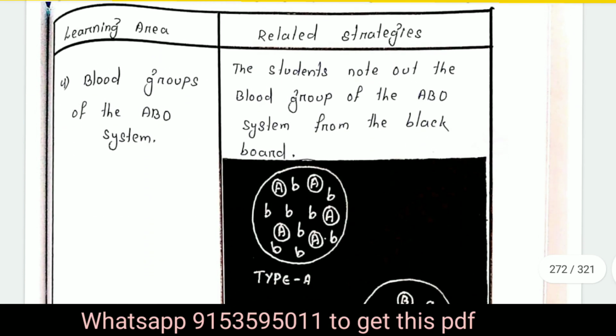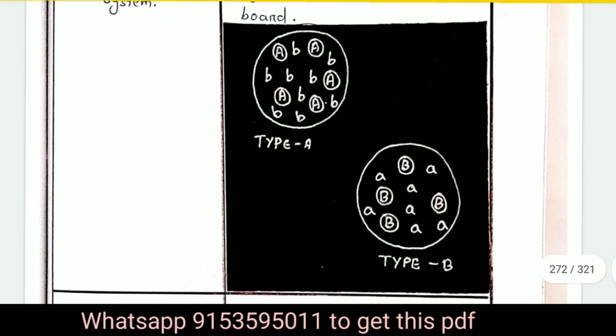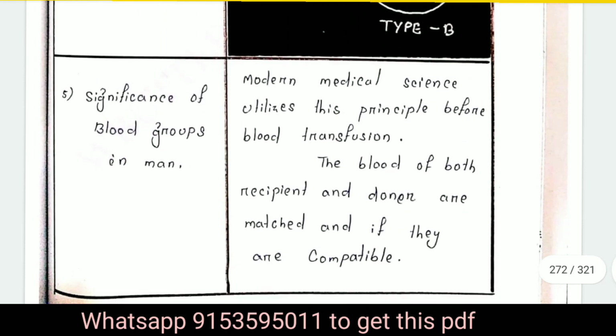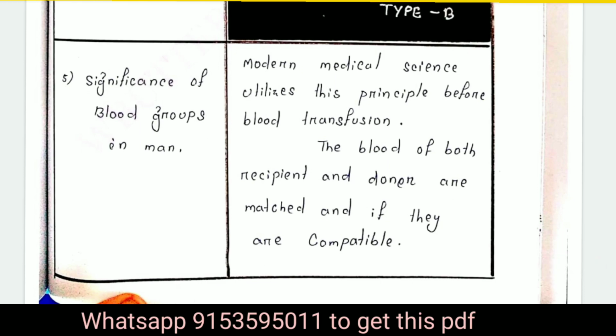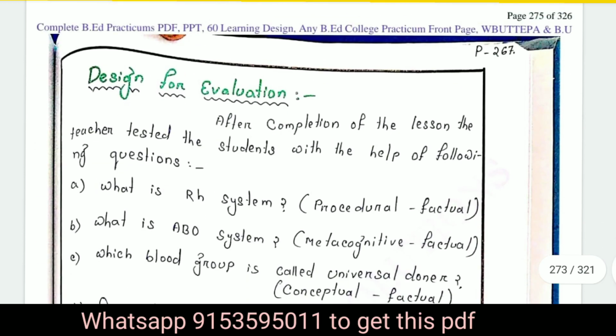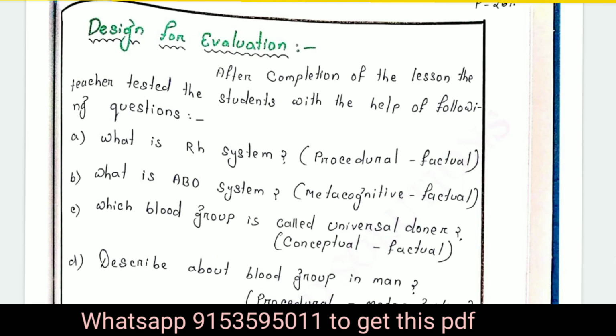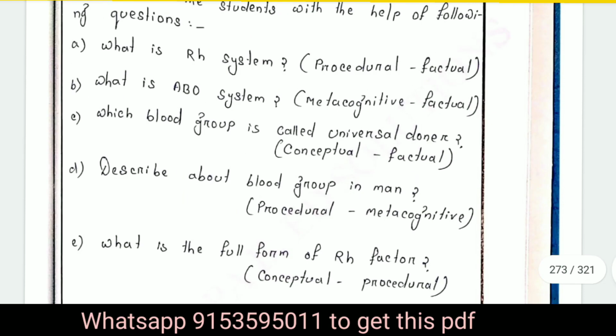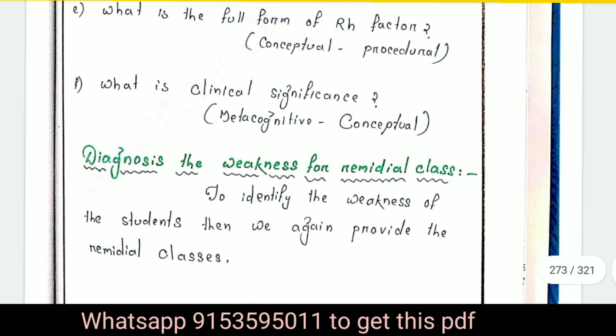Learning areas and related strategies. Here some blackboard works. Type A, type B. Significance of blood group in men. Design for evaluation. After completion of the lesson, the teacher tested the student with the help of following questions. Some questions are as follows. Diagnose for weakness of remedial classes.